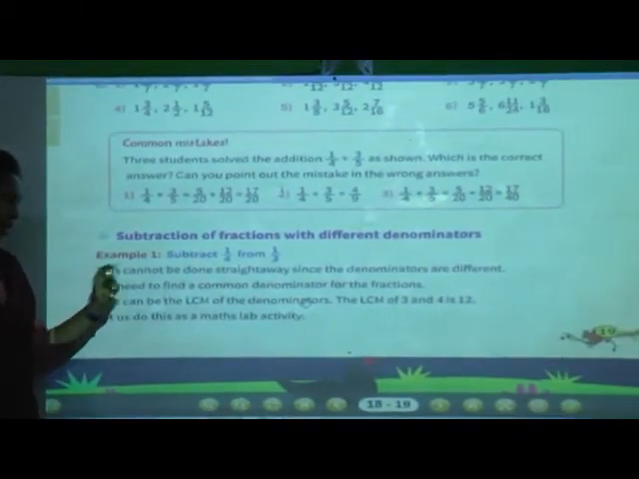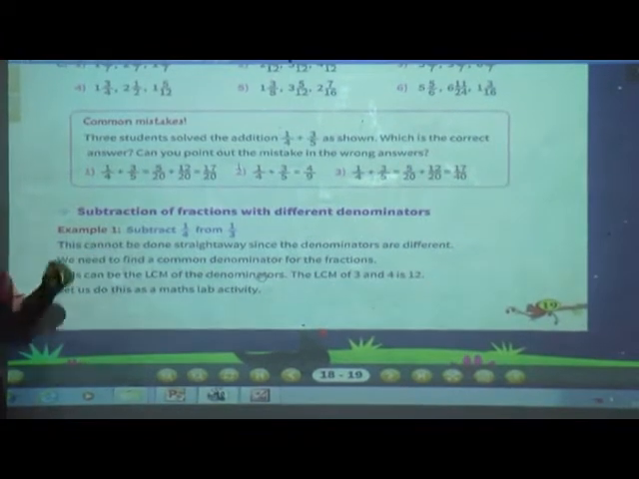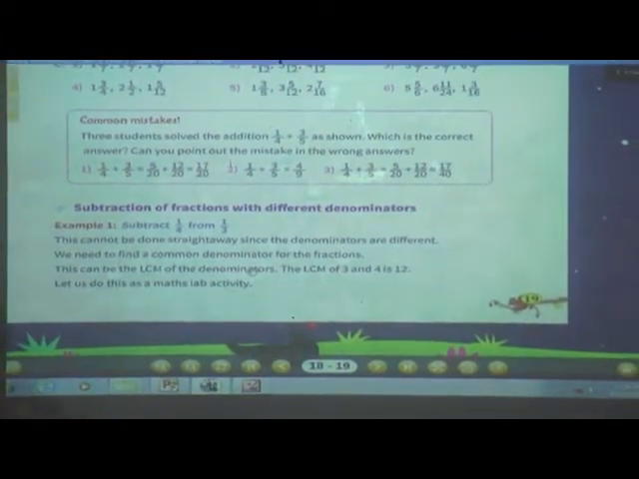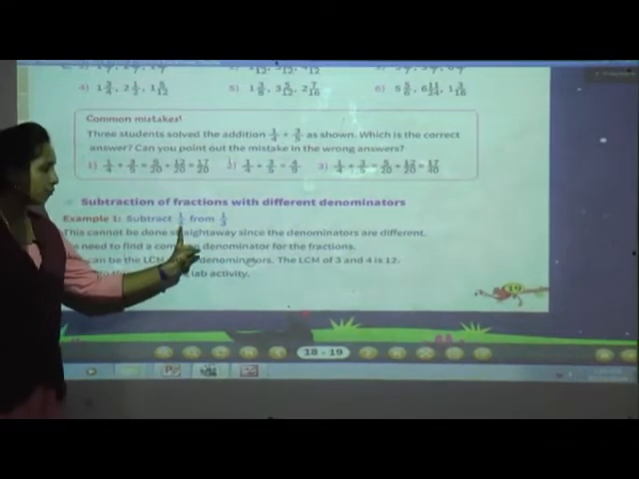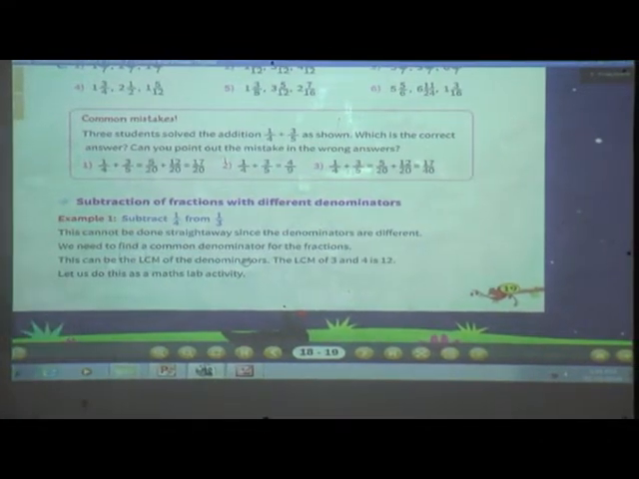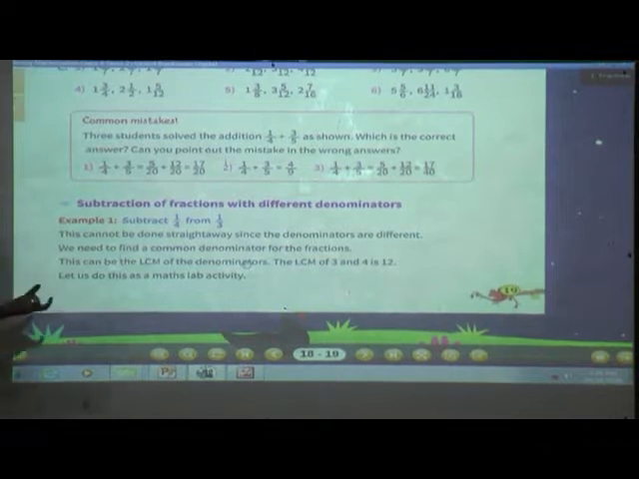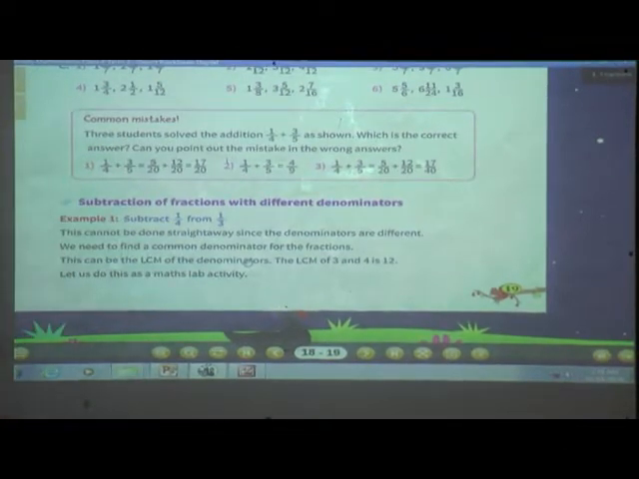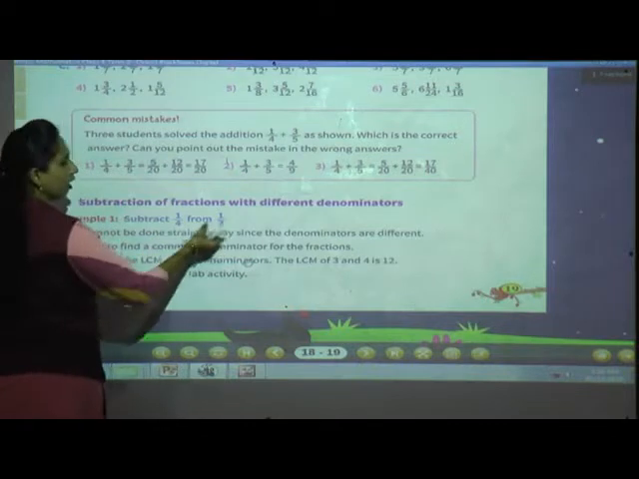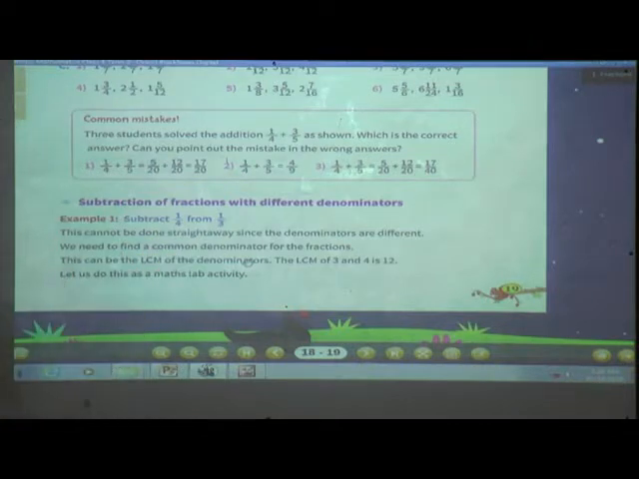Now first example, subtract 1 by 4 from 1 by 3. Now this cannot be done straight away since the denominators are different. 4 is there, 3 is there. We need to find out the common denominator for the fractions. This can be the LCM of the denominators. So what is the LCM of the denominators? 4 3s are 12, which is the shortcut. So let us do this in the maths lab activity.